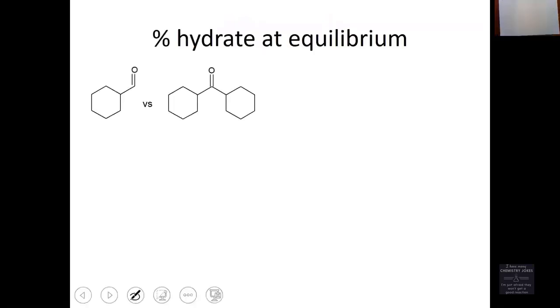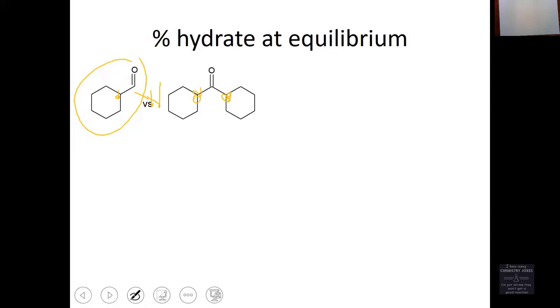If I compare these two carbonyl compounds, which one has the greater percent hydrate at equilibrium? Remember, we're looking for which one has the most partially positive carbonyl carbon. Aldehydes are more reactive than ketones because they have a more partially positive carbonyl carbon. Remember, hydrogen is our baseline that we compare things to, and then carbons are electron donors. So a ketone has 2 carbon groups, 2 electron donors. An aldehyde has 1 carbon group, so 1 donor and 1 hydrogen, which is not a donor or a withdrawer, it's just a hydrogen.